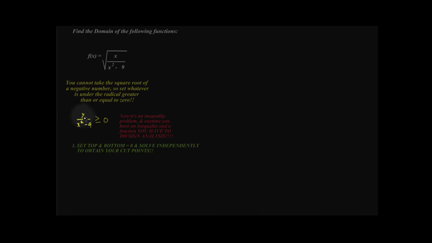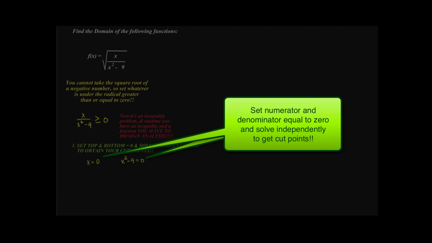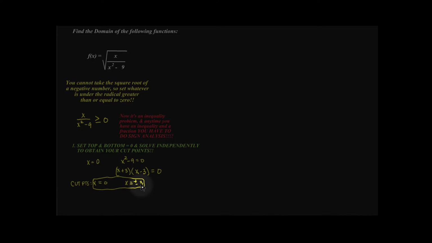So what we're going to do is set the top and the bottom equal to 0, and solve them independently to get our cut points. Okay. So when you do that, the first one's easy. The top is just 0, but the bottom you do a little difference of two squares factoring, and you get your x plus 3, x minus 3. Set them individually equal to 0, you get plus or minus 3. So these are your cut points.